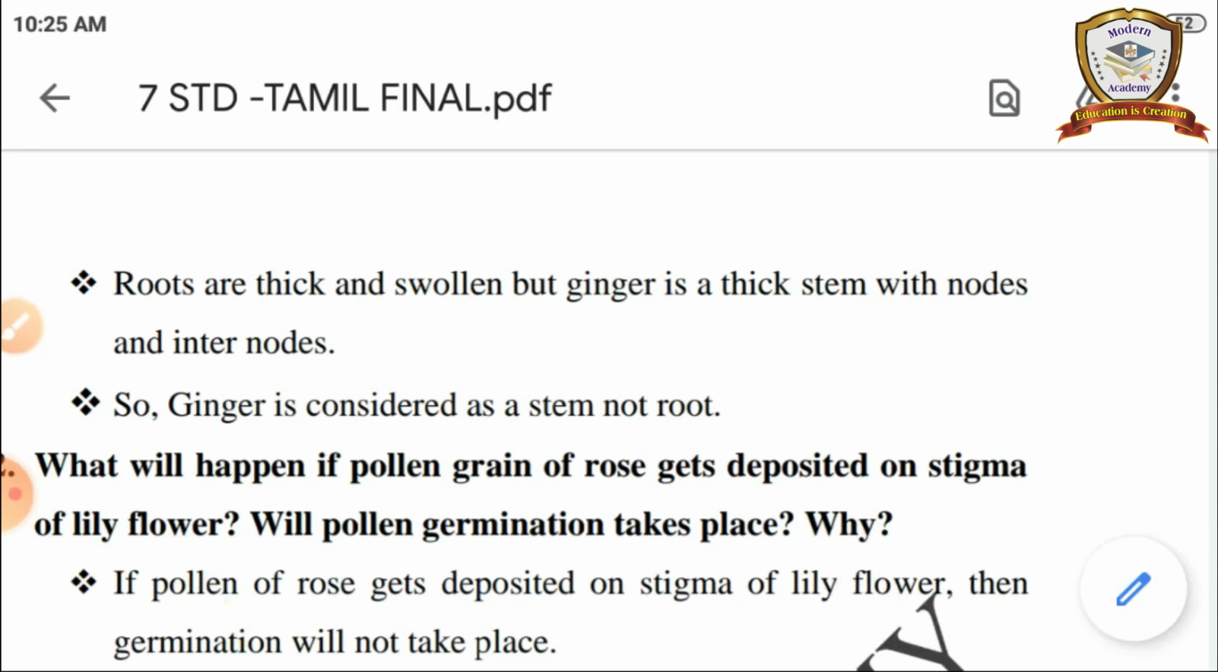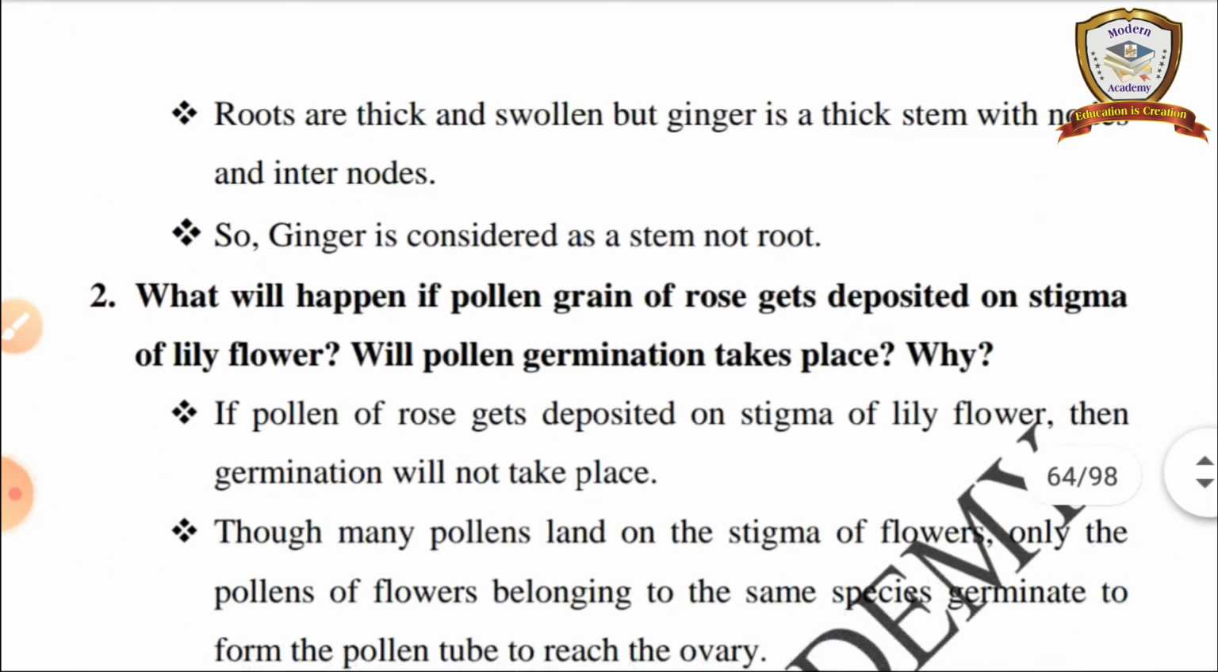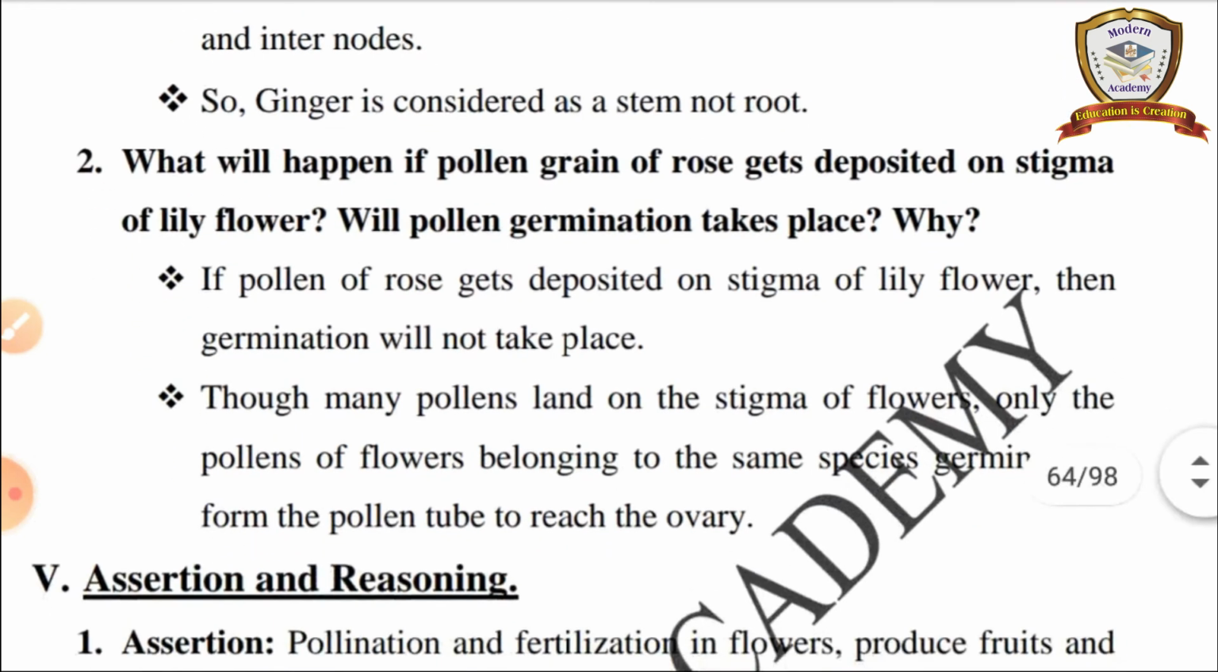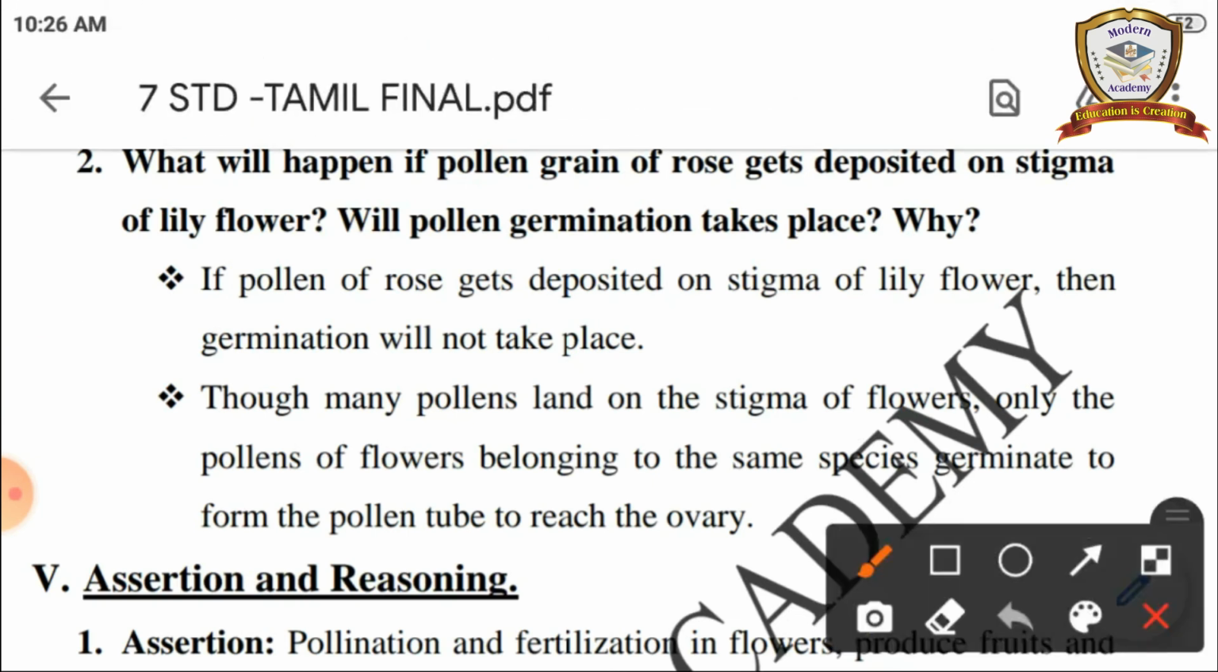What will happen if pollen grains of rose get deposited on the stigma of a lily flower? Will pollen germination take place? Why? If pollen of rose gets deposited on the stigma of a lily flower, then germination will not take place. Though many pollens land on the stigma of flowers, only the pollens of flowers belonging to the same species germinate to form the pollen tube to reach the ovary.